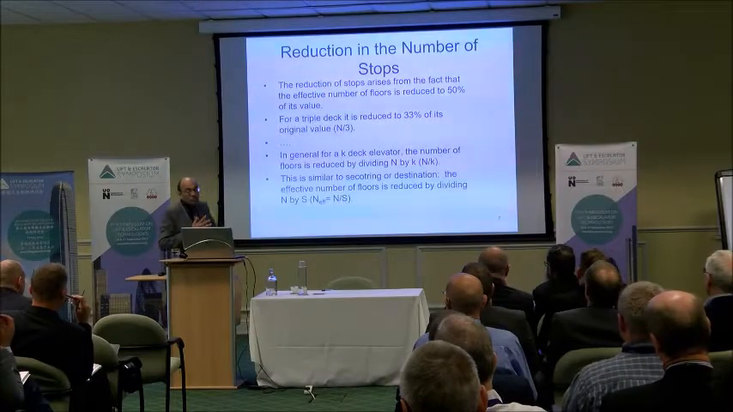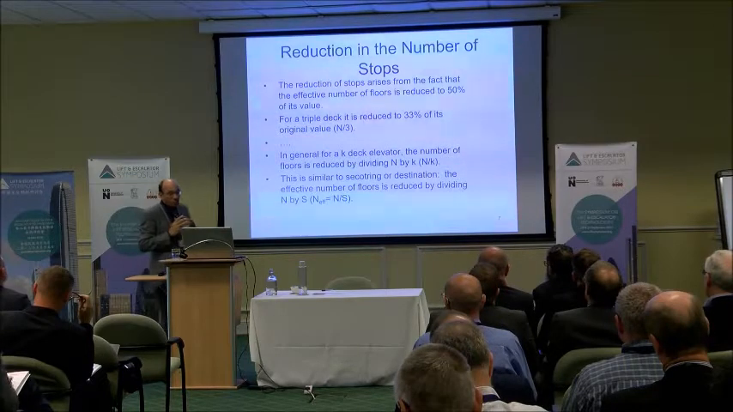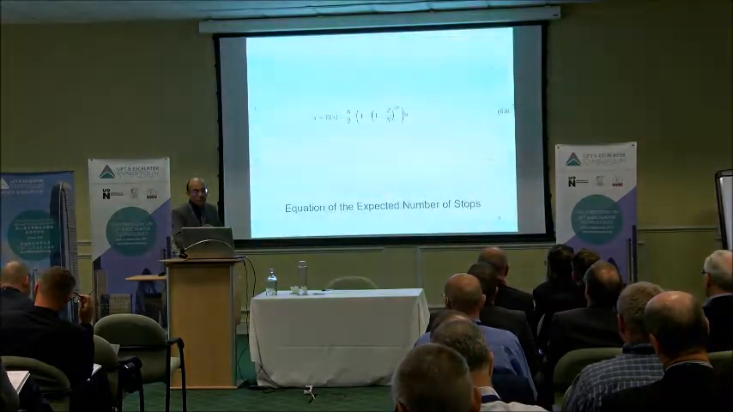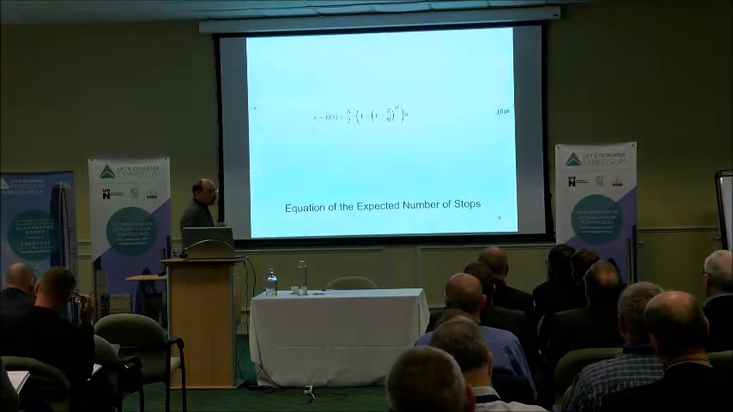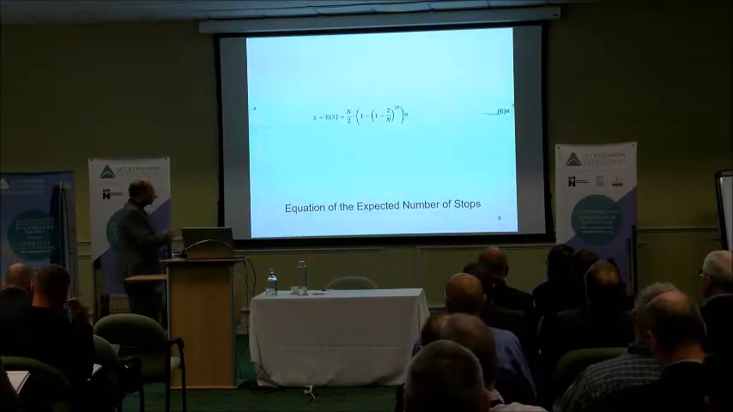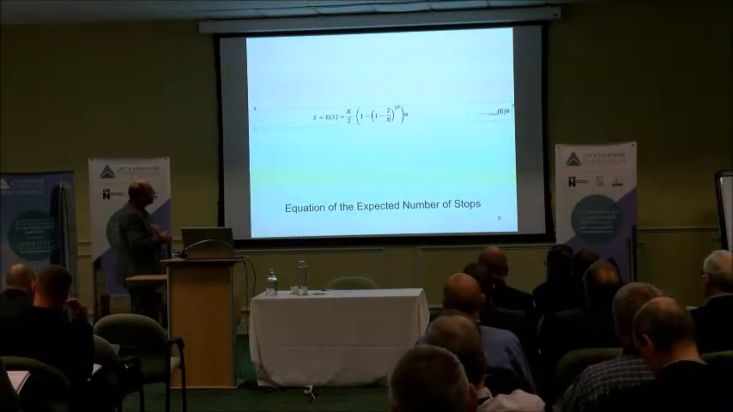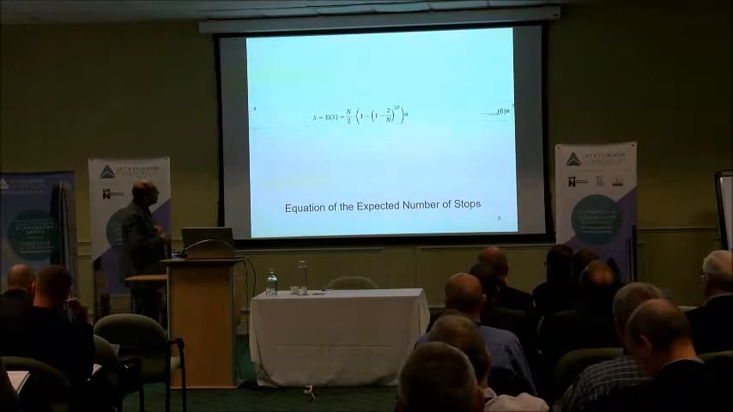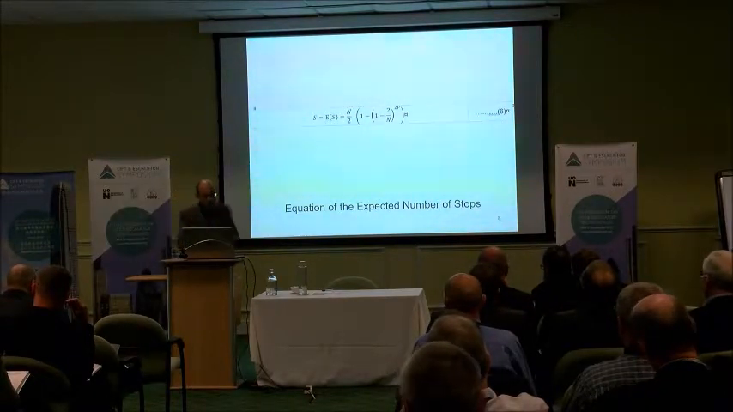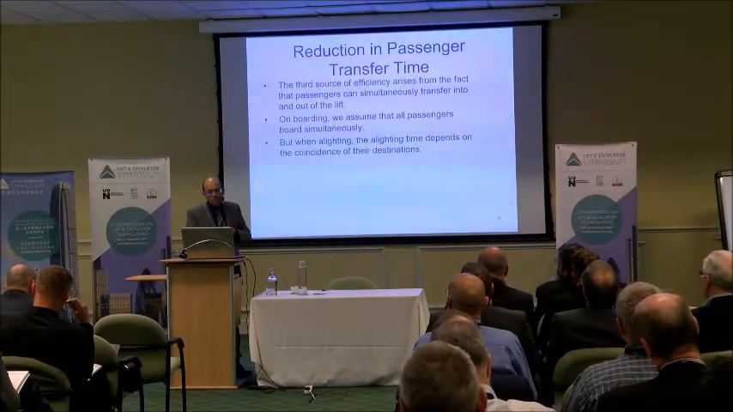Now that is similar to sectoring. So sectoring as well, you actually reduce the number of effective floors by S. So you divide it by S. And that's the second source of efficiency. So looking just at that equation there, you will see what we've done, we've divided N by 2. If you have S sectors, you divide N by S. If you have 3 decks, you divide N by 3. And you multiply the number of passengers by 2 or by 3. So you increase the number of passengers and reduce the number of floors, and that leads to a reduction in S. And reduction in passenger transfer time, which is really the subject of this paper.